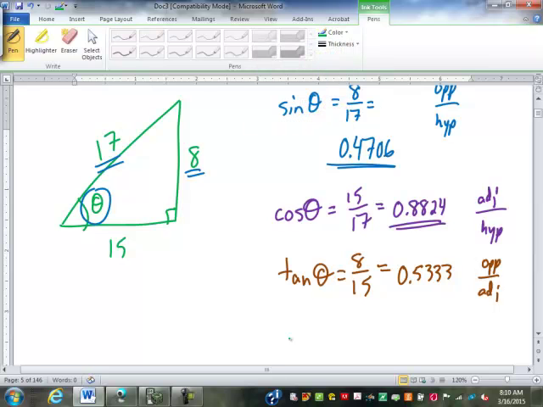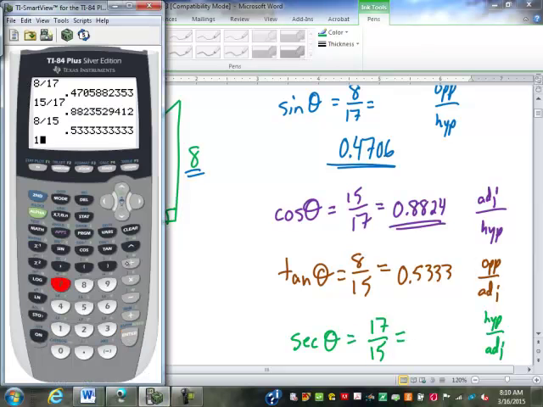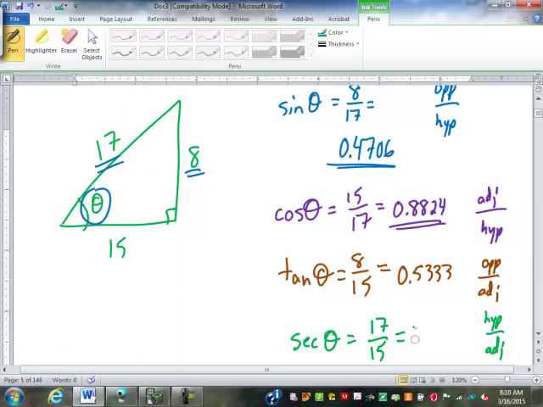And for fun, what if we talked about the secant of theta? Secant is hypotenuse over adjacent. So hypotenuse is 17, the adjacent is 15. 17 divided by 15 is 1.1333. So you can get these trig functions right off of the triangle.